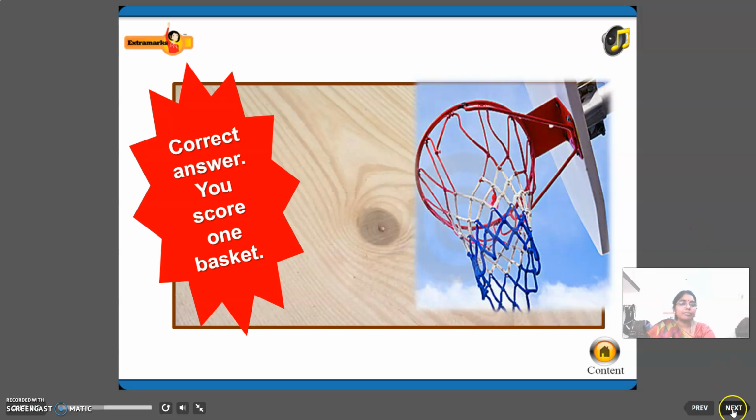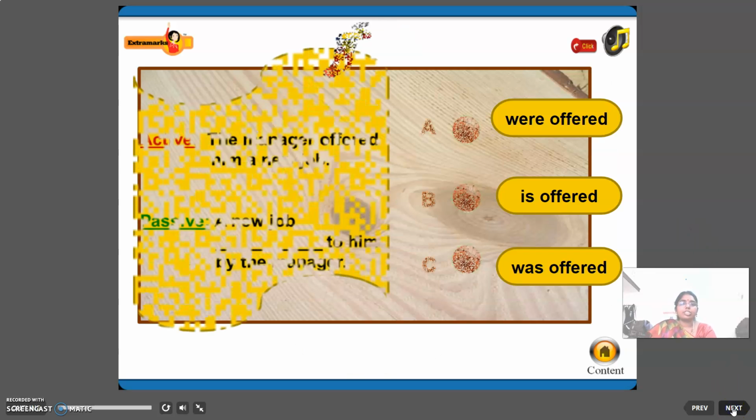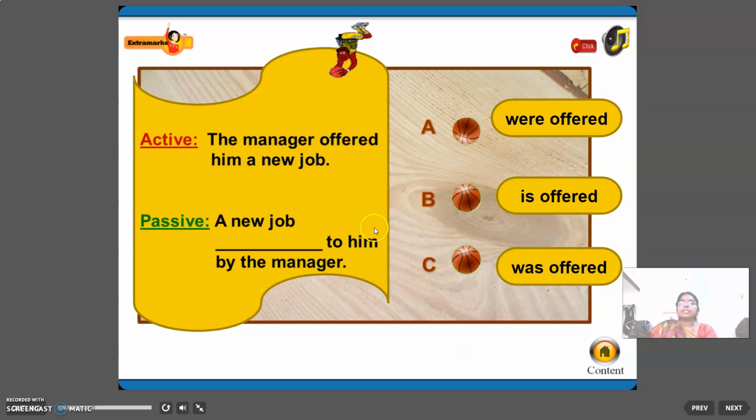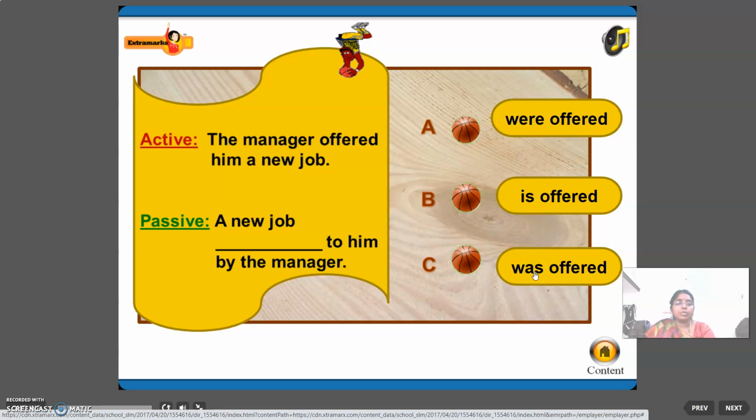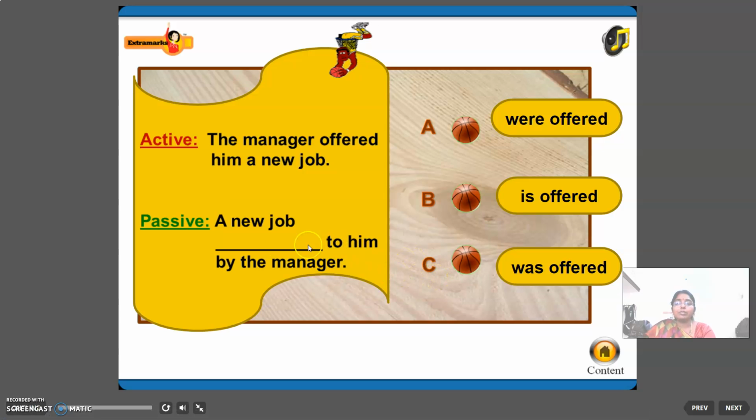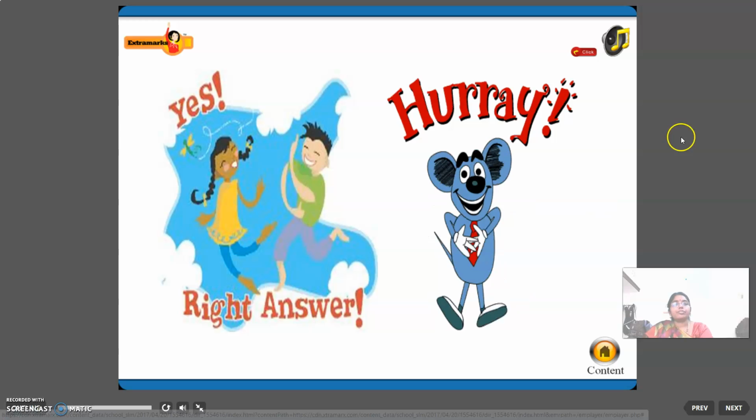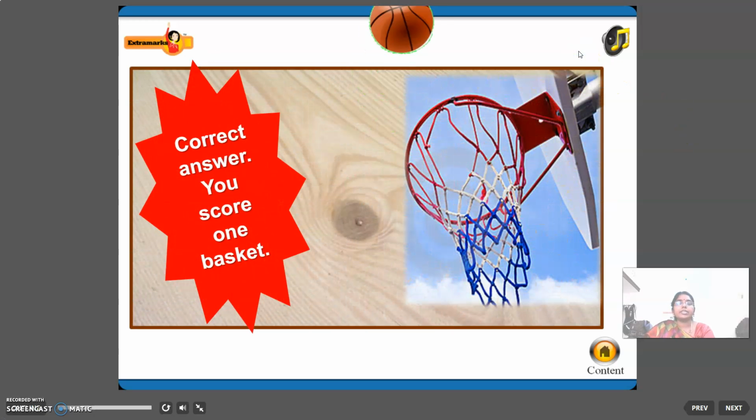Shall we move to the next? Right. It's not a wrong answer. It is a correct answer. Next: the manager offered him a new job. A new job dash to him by the manager. Offered: so was offered, were offered? Since offered is past tense, were or was, these two will be there. A new job: is it singular or plural? Job is singular. So was offered. Fantastic. This is also a right answer.